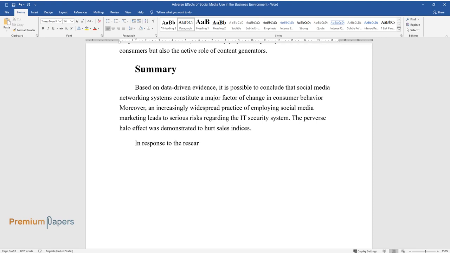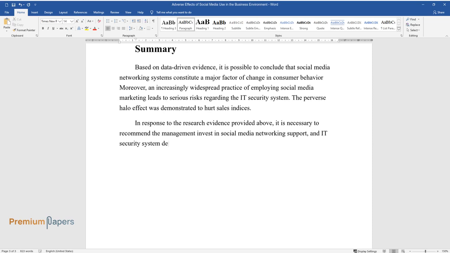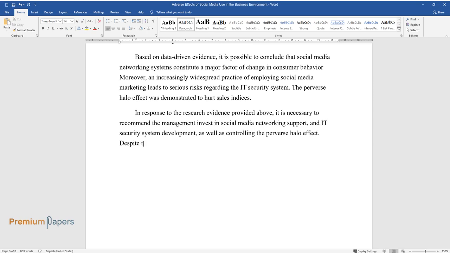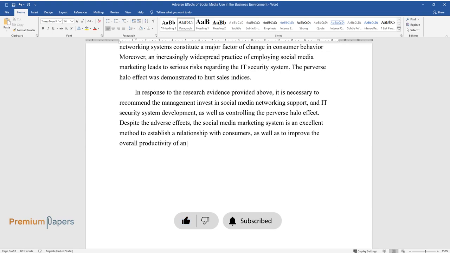In response to the research evidence provided above, it is necessary to recommend the management invest in social media networking support and IT security system development, as well as controlling the perverse halo effect. Despite the adverse effects, the social media marketing system is an excellent method to establish a relationship with consumers, as well as to improve the overall productivity of an enterprise.